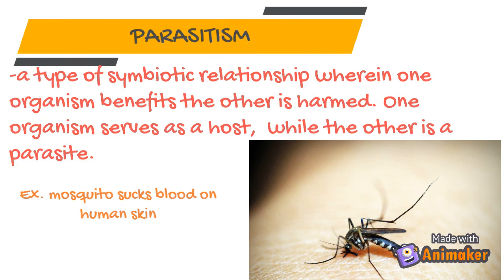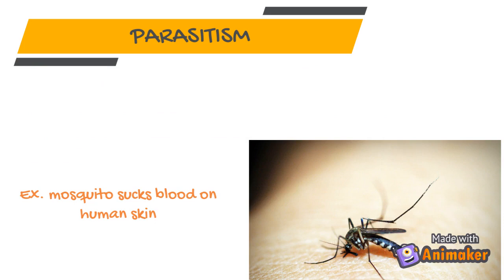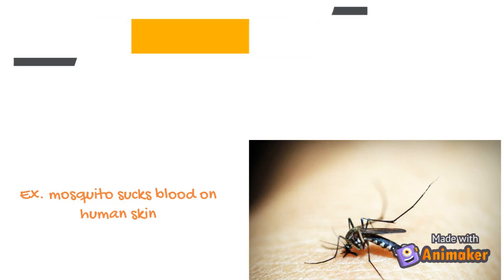Next, we have parasitism. It is a type of symbiotic relationship wherein one organism benefits while the other is harmed. One organism serves as a host while the other is a parasite. For instance, we have the mosquito and the human skin. Mosquito sucks blood in human skin, therefore the skin serves as the host while the mosquito is a parasite. Thus, the mosquito harms the human skin.